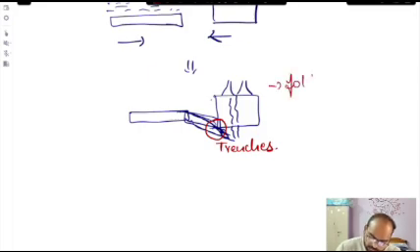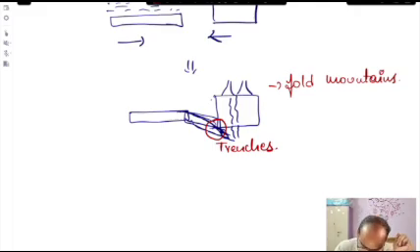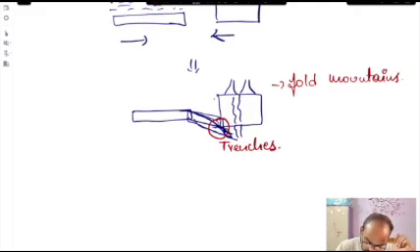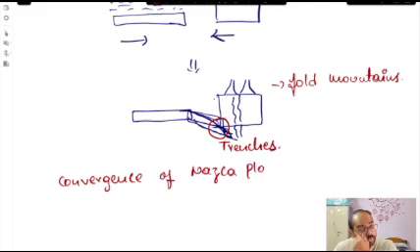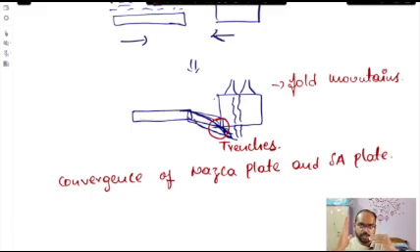The best example for ocean continent convergence would be the convergence of the Nazca plate and the South American plate. Nazca is an oceanic plate. South America is a continental plate, and they are moving towards each other.